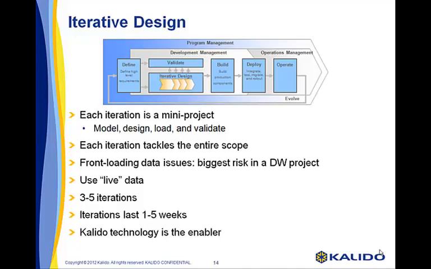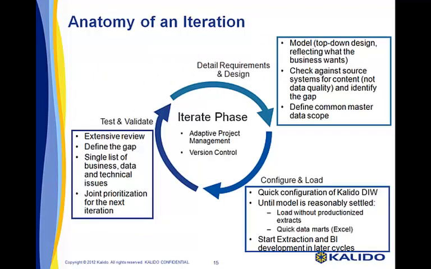The same pragmatism needs to be applied when it comes to the number of iterations. If you have a defined problem that is only for a single functional group, 3 iterations might be sufficient. But if you're solving a totally new problem that goes across multiple functional groups, you will probably need more iterations to drive consensus of definitions and rules. The key to this is the Kalido technology, because it supports this process by allowing you to rapidly produce prototypes and keep business involvement. Let's look at this iterative process in more detail.